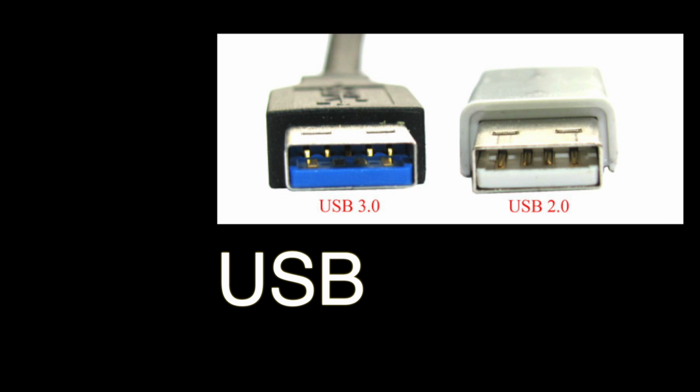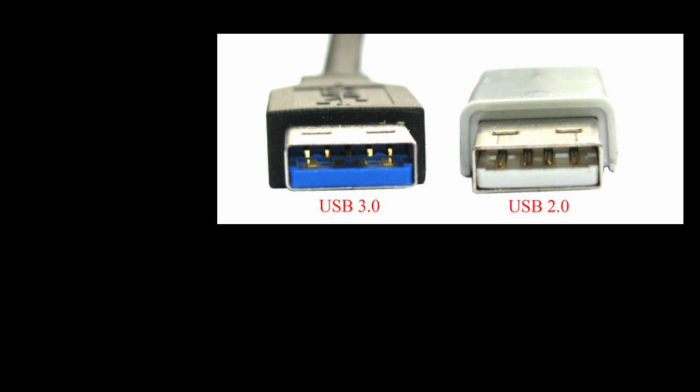USB 2.0 is also known as high-speed USB. It was introduced in 2000. It is an updated version of USB 1.1, which provides improved functionality and better speed. It is capable of delivering a maximum transfer speed of 480 megabits per second. However, practically, it is approximately 280 megabits per second.